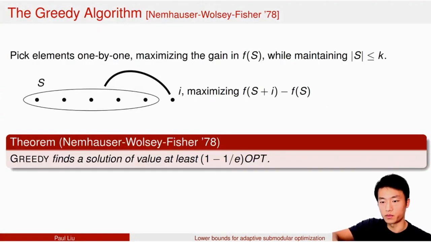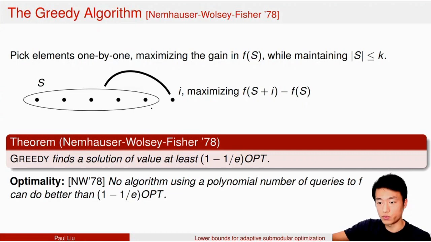The problem of submodular optimization is actually well studied, and you might have encountered the classic greedy algorithm where you take elements one by one, maximizing the gain. In our setting of cardinality-constrained submodular optimization, this algorithm obtains an approximation ratio of 1 minus 1 over e. And this ratio is actually optimal if you're only allowed to query the function f a polynomial number of times.